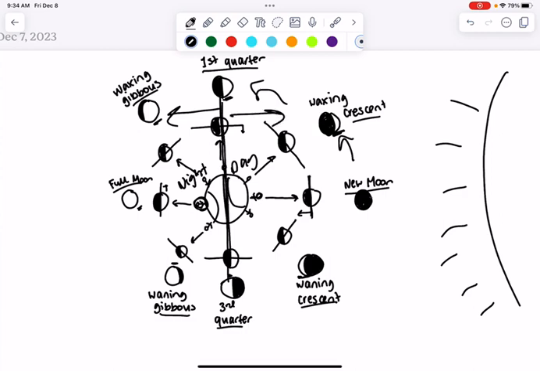So I can only see a waxing crescent during the day, and I can only see a full moon at night. I can see a third quarter, kind of about half and half. So it just depends on the moon phase, but some you can see during the day, some at night, some a little bit of both. So hope this helps.